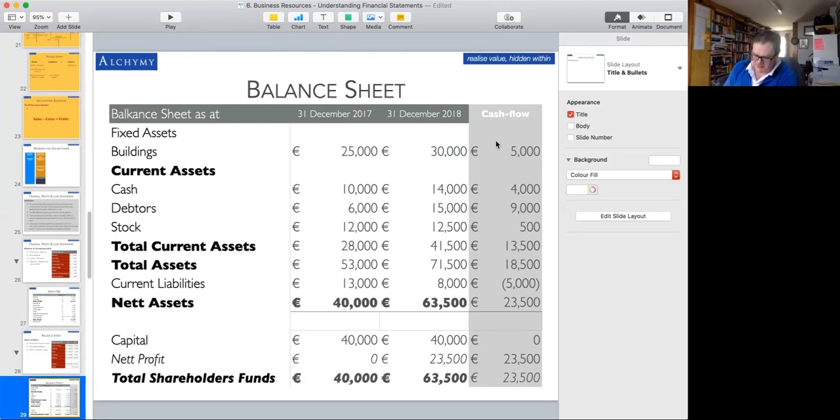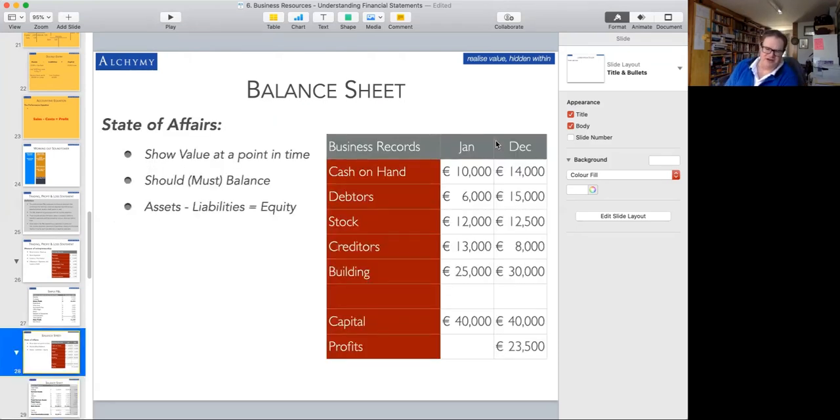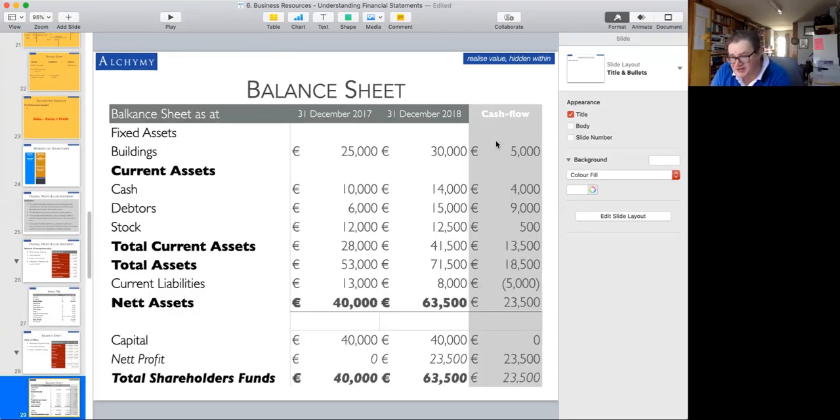If we had capital of 40,000 at the start of the year, and we haven't added to the capital, we still have 40,000 at the end of the year, but we made a profit of 23,500. That profit belongs to the owners. So it's treated the same as the capital. And so that's why the balance sheet balances. At the start of the year, it balances at 40,000. At the end of the year, it balances at 63,500 because we've made a profit, and that profit is reflected.